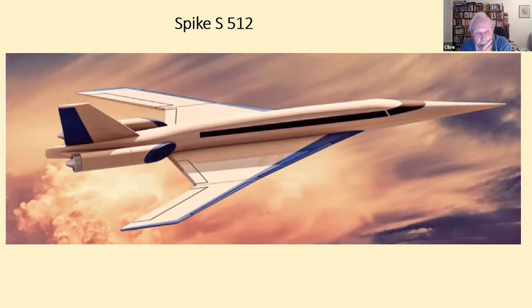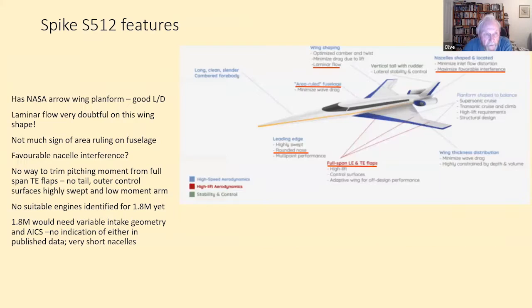Spike, I've got mixed feelings about Spike. On the one hand, it's got a platform like that one that NASA designed in the 70s, the arrow wing, which had quite a good lift-drag ratio. NASA were getting about 10 or 10.5 at Mach 2 or 2.2 out of their arrow wing. But of course, you won't get that on a bizjet, because the thing doesn't scale.